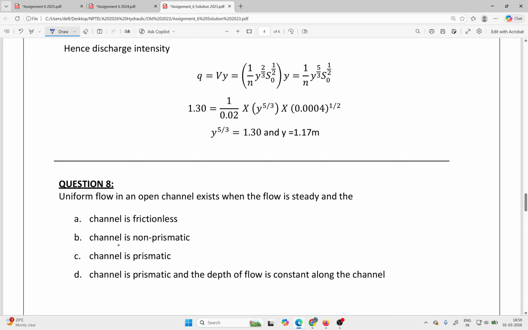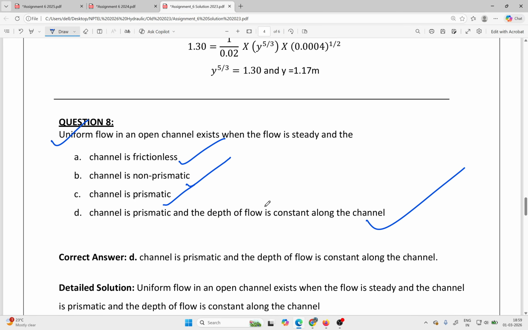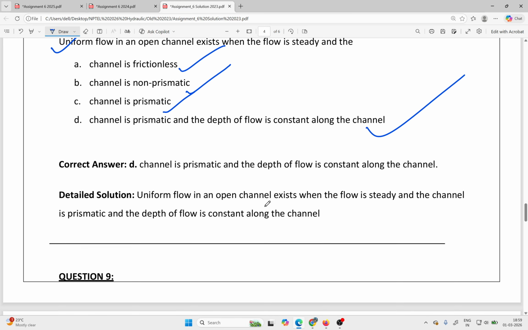A uniform flow in an open channel exists when the flow is steady, and here this is a new question. The uniform flow in an open channel exists when the flow is steady and channel is frictionless, channel is non-prismatic, channel is prismatic, and the depth of flow is constant along the channel. So here option D is correct for question number 8.